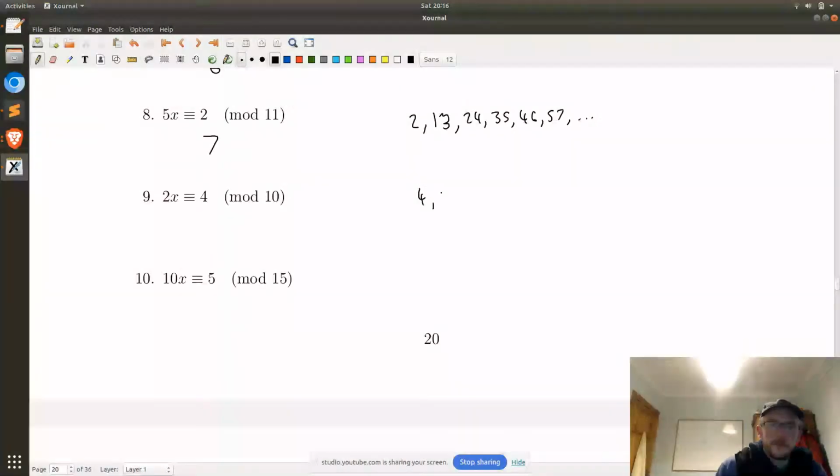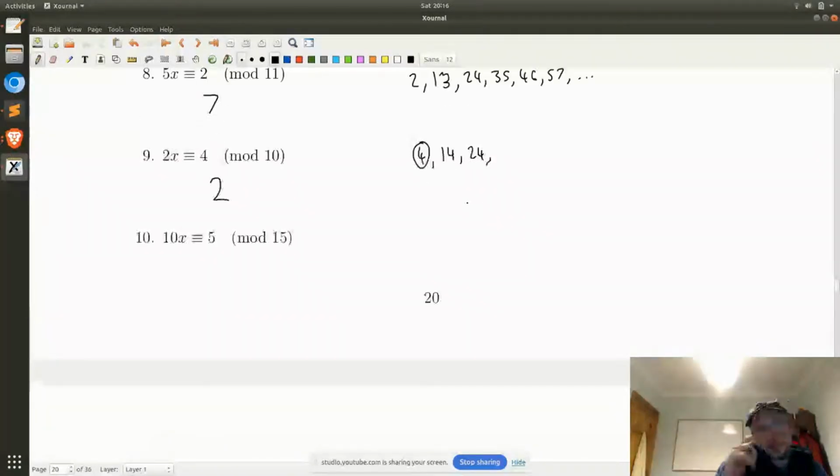4, 14, 24. Which is a multiple of 2? Well, it would be this one. And so is the answer just 2?